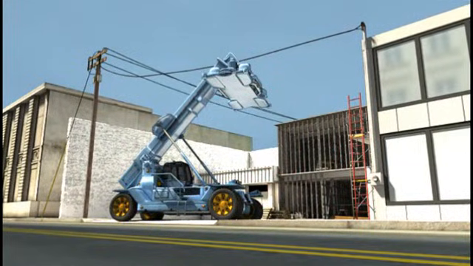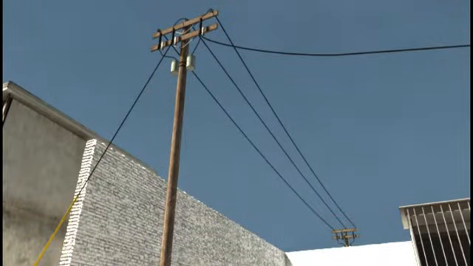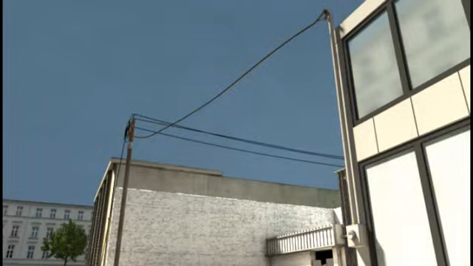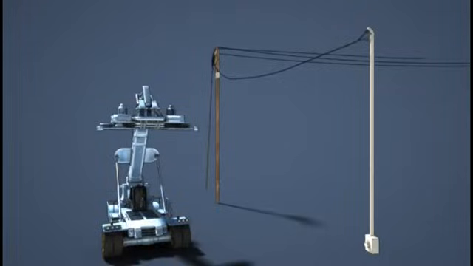Electricity is one of the biggest dangers in crane and rigging operations. When performing an outdoor job, operators and riggers must know the location of all nearby power lines and live electrical components. There are specific OSHA regulations based on line voltage that determine how close equipment or workers can get to a power line. As a basic rule of thumb, just remember that crane and rigging components should not come within 10 feet of a power line.